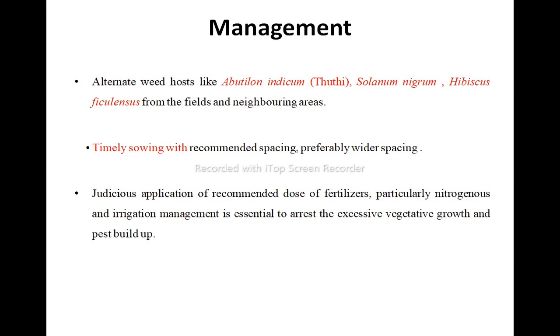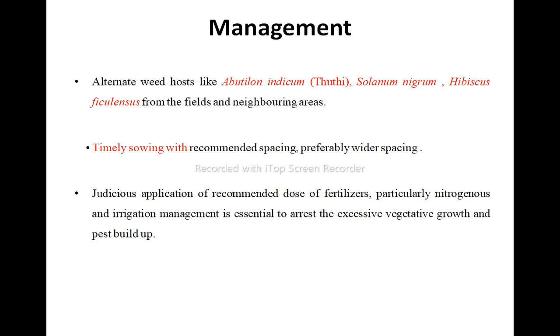Next, management, means how can we manage this insect. If we want to manage this insect, we should remove all alternate hosts like Abutilon indicum, in Hindi we can call it Kanghi buti, Solanum nigrum, hibiscus. These are the alternate hosts which are present in the cotton field. We should remove all these alternate weeds.